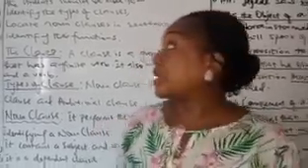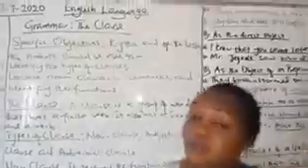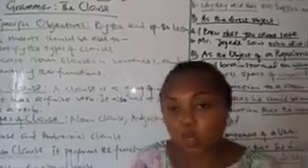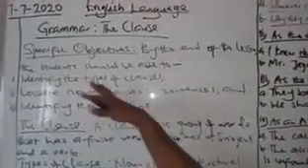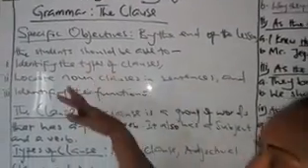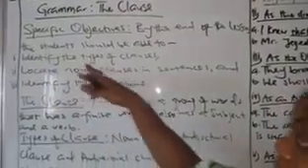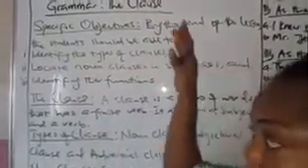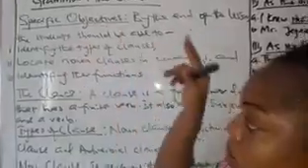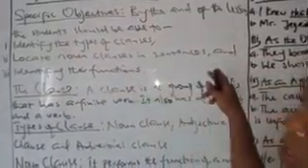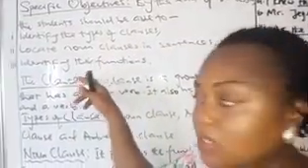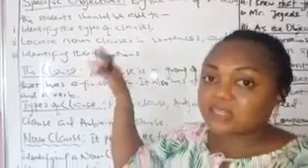Alright, today we'll be looking at grammar, specifically the clause. What is a clause? Before that, let's look at some objectives we are supposed to achieve by the end of today's lesson. Number one, we should be able to identify the types of clause, locate the noun clause in sentences, and identify their functions. Alright, that is what we want to achieve today.